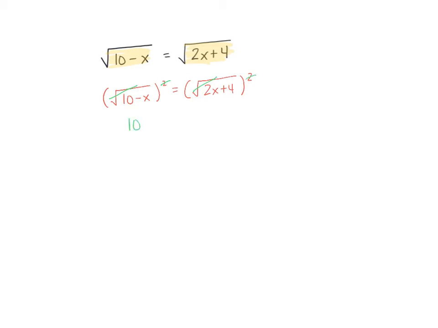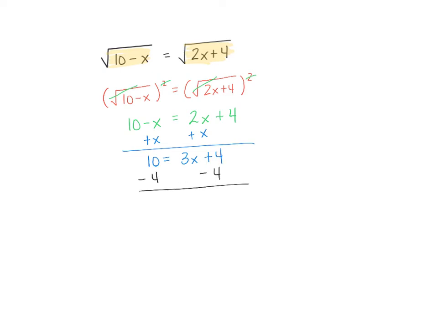So on the left, we're left with 10 minus x, and on the right, we're left with 2x plus 4. So then we need to go ahead and solve for x. So I'm going to go ahead and move this x over. So I have 10 is equal to 3x plus 4. Then I'm going to subtract the 4 from both sides. So we have 6 is equal to 3x. Divide both sides by 3, and we get that x is equal to 2.